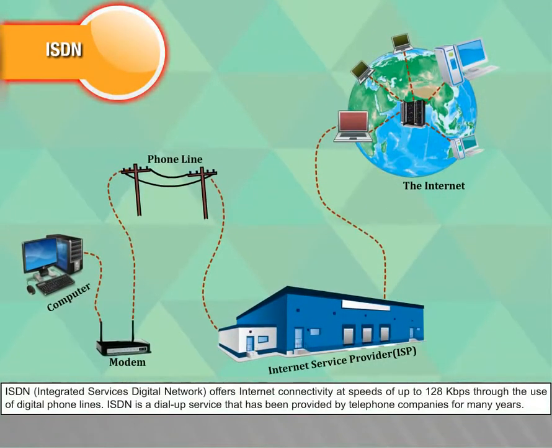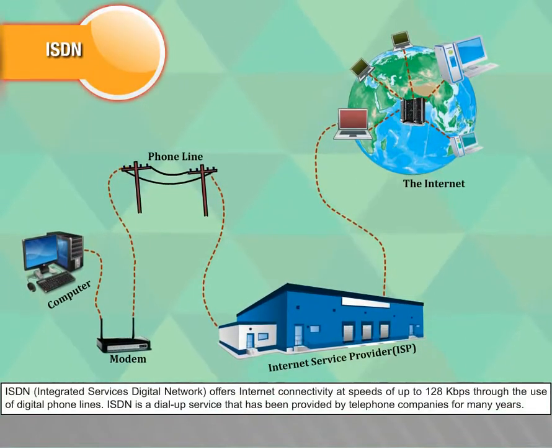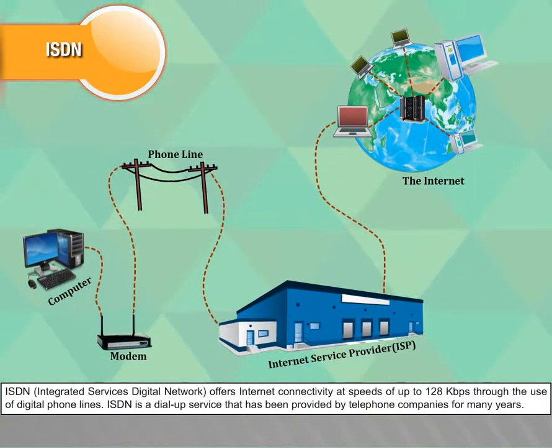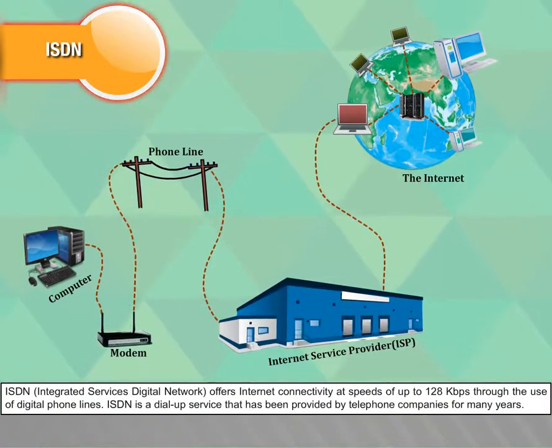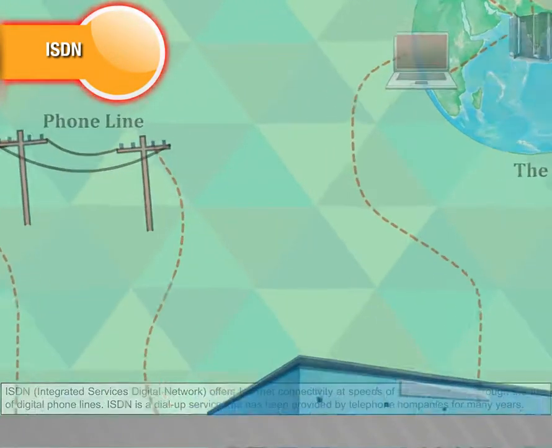ISDN. ISDN, that is Integrated Services Digital Network, offers internet connectivity at speeds of up to 128 kbps through the use of digital phone lines. ISDN is a dial-up service that has been provided by telephone companies for many years.